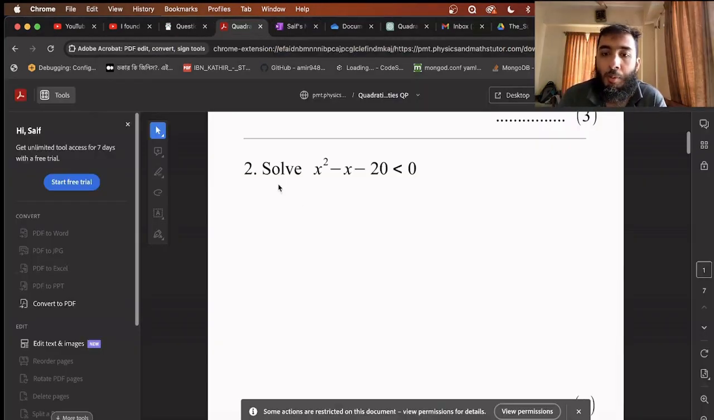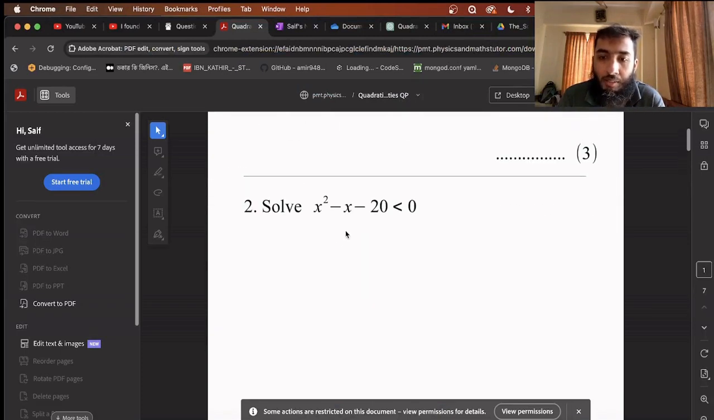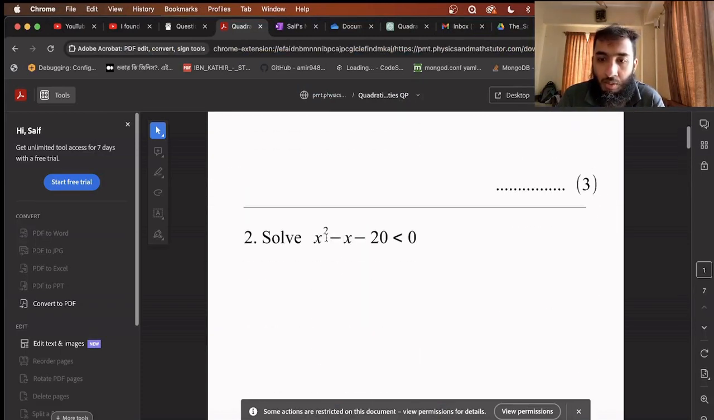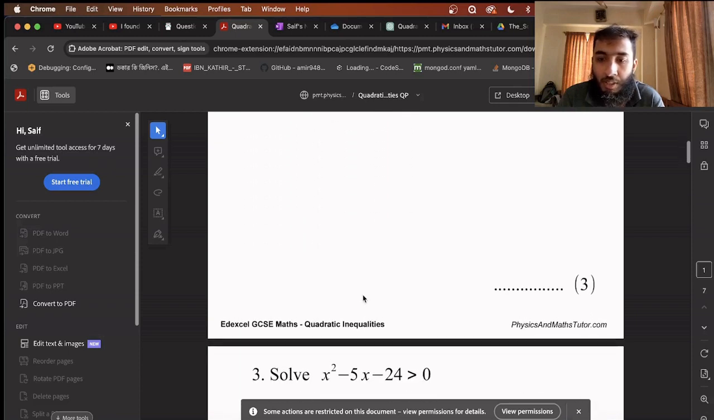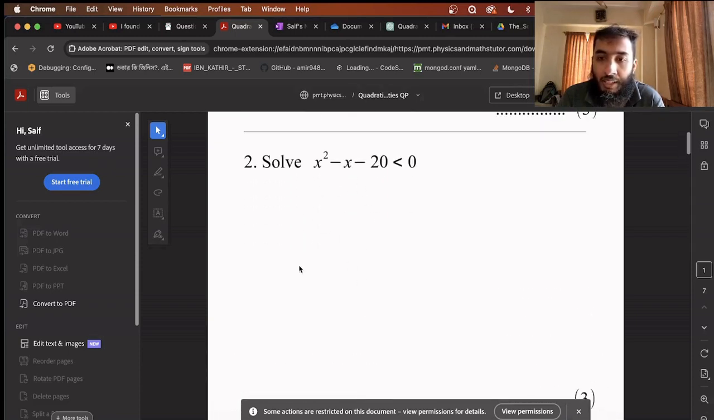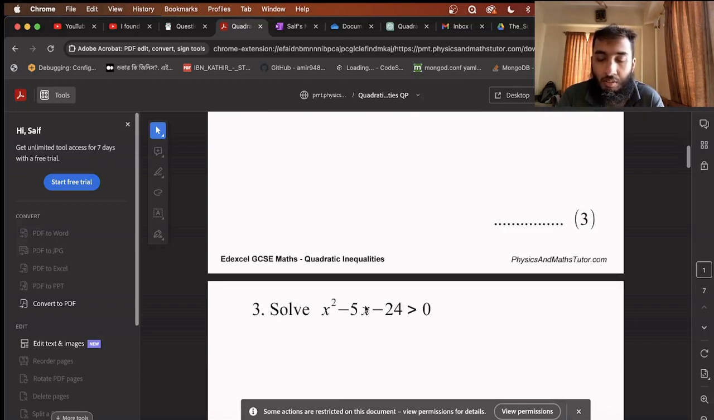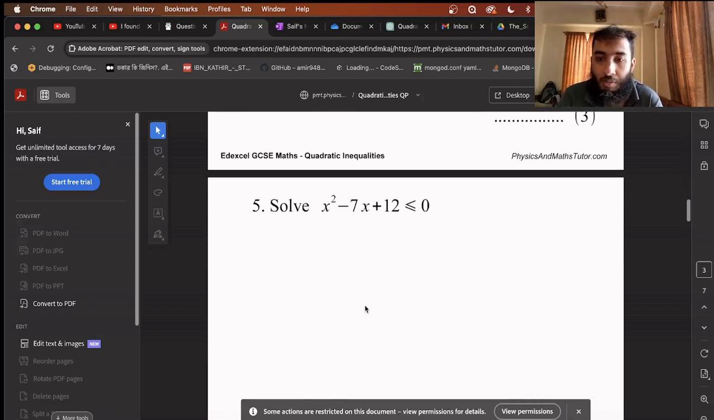If you look at problem numbers 2, 3 and 4, all of them are of the same type as number 1. You have to do the middle term first, then find two factor terms, find the critical points and the intervals, and then test one value from each interval to check which condition holds. So 2, 3 and 4 are of the same type.